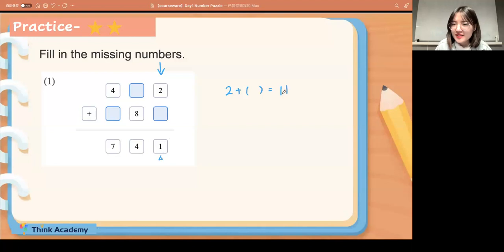So if it is 11, then we need to carry the 1 to the next column, right? So please remember to label the 1 to the 10th column. So it means we will have 2 plus 9. Yes, 2 plus 9 will be 11. And we carry the 1 to the 10th column.